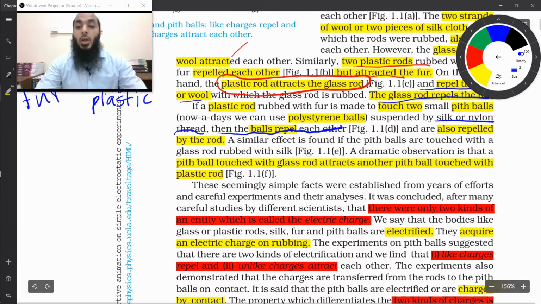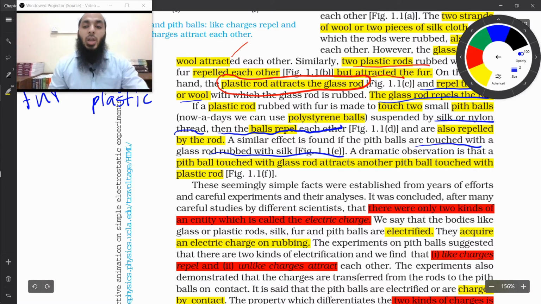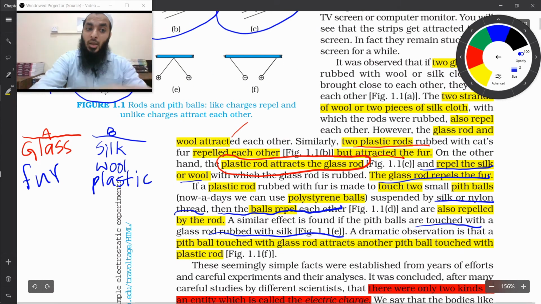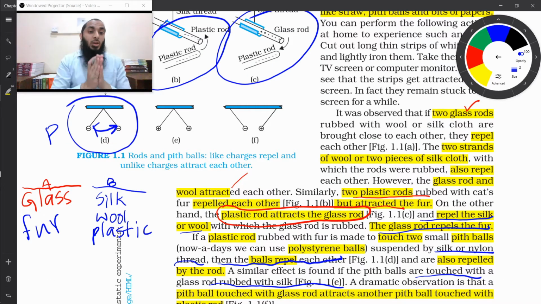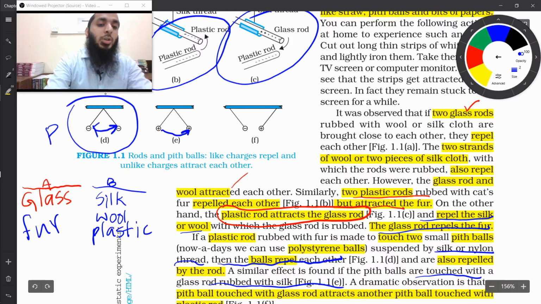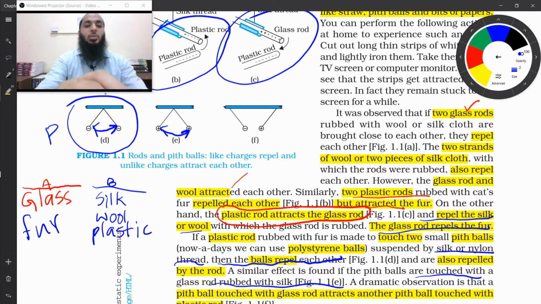Here you can see a similar effect is found if the pith balls are touched with a glass rod rubbed against silk. The glass rod has attained the charge A, that is positive. So the positive charge from the glass rod is equally shared with the pith balls. So both get positively charged, and positive repels positive. So that's what we can see, they are repelling each other, as in the case of the first experiment.